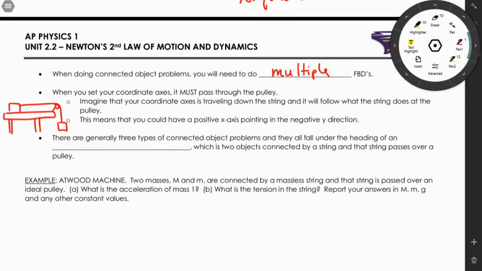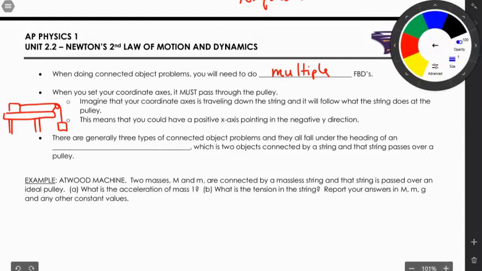So for the block on the table, I can keep my coordinate system as convention. It's a positive x to the right, positive y up. But what has to happen is my coordinate system has to travel down the string and do what the pulley does. So it's got to do what the string will do. Imagine that the coordinate system was part of the string. When I let this system go, it's going to travel down the string, and what's going to end up happening is your positive x is going to point down, and your positive y is going to point to the right. Now it's going to be weird.